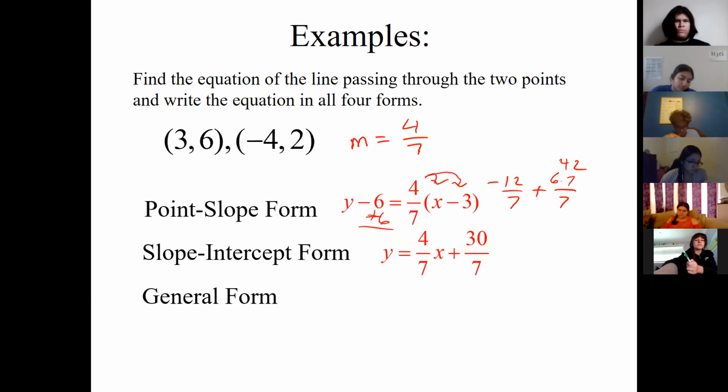It's 4x minus 7y plus 30. Almost. I think you gave me standard form. Oh, 4x minus 7y equals 30. Wait, I know I said it right the first time. 4x minus 7y, oh, plus 30 equals 0. There it is. Right, so general form is always equal to 0.